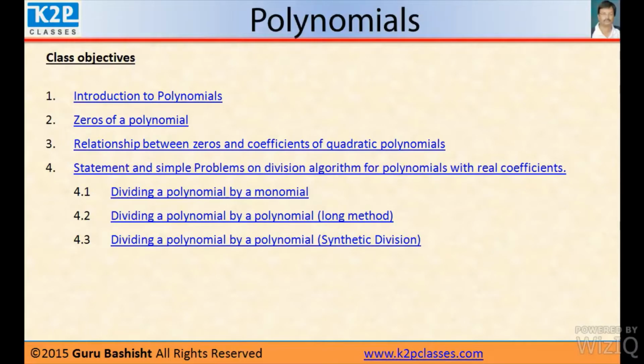In this class we are going to study: 1. Introduction to polynomials. 2. Zeros of a polynomial. 3. Relationship between zeros and coefficients of quadratic polynomials. 4. Statement and simple problems on division algorithm for polynomials with real coefficients. 4.1. Dividing a polynomial by a monomial. 4.2. Dividing a polynomial by a polynomial, long method. 4.3. Dividing a polynomial by a polynomial, synthetic division.